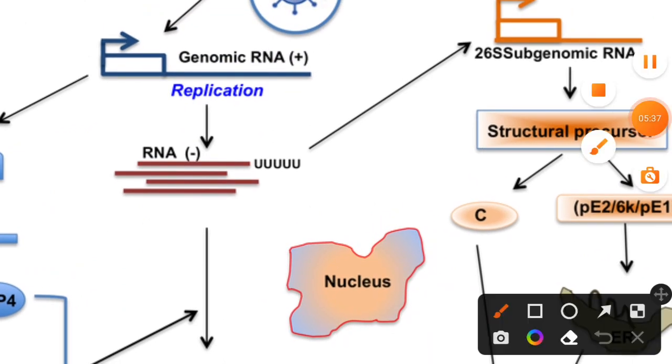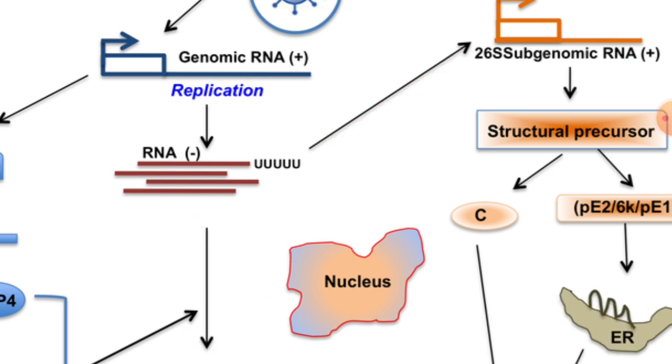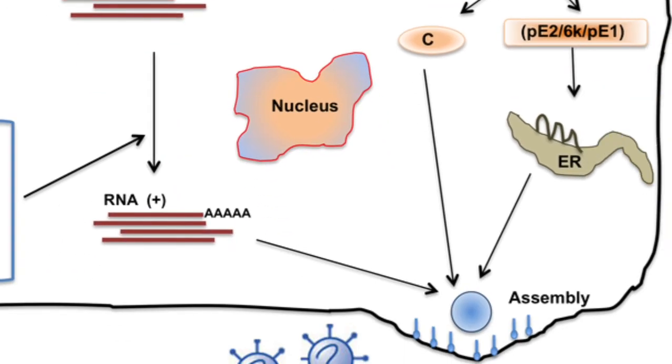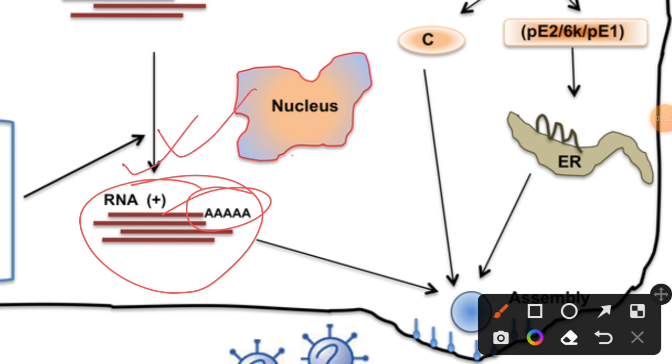Now this negative sense RNA virus will produce 26S subgenomic RNA, that is positive sense, and also another positive sense RNA containing a poly A repeat. Remember that this poly A repeat containing positive sense RNA will in future be assembled as the genome of the newly formed infectious virion.